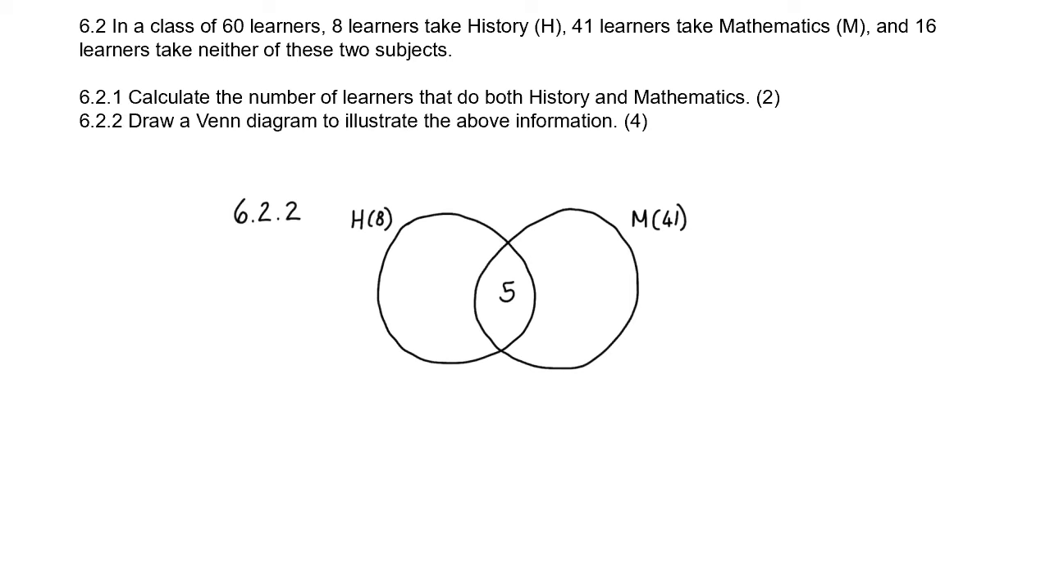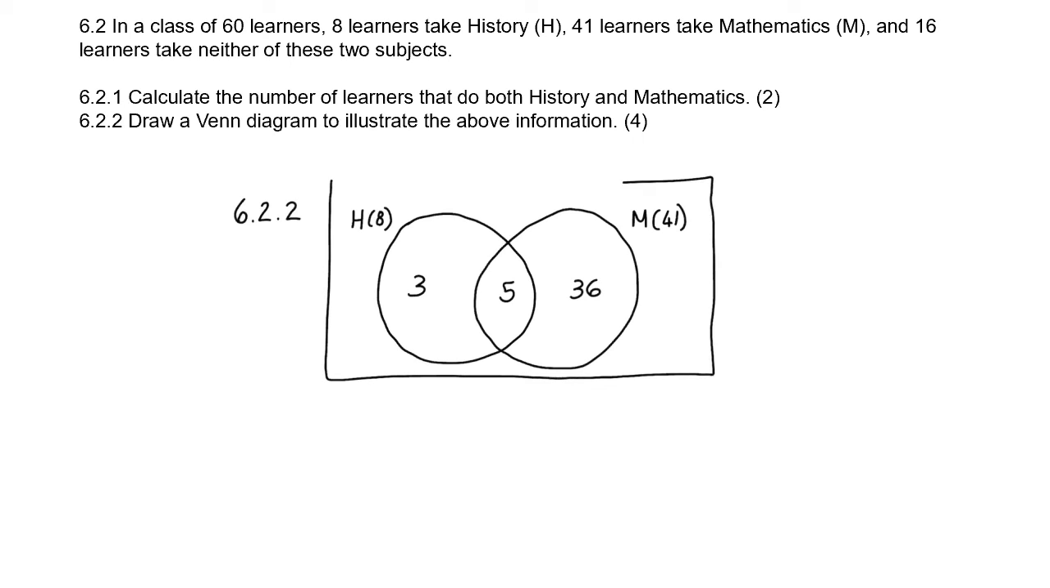Now the remaining learners are distributed as follows. Those who take only history are equal to 3, since 8 minus 5 equals 3. Those who take only mathematics is equal to 36, since 41 minus 5 equals 36. Learners who take neither are equal to 16.